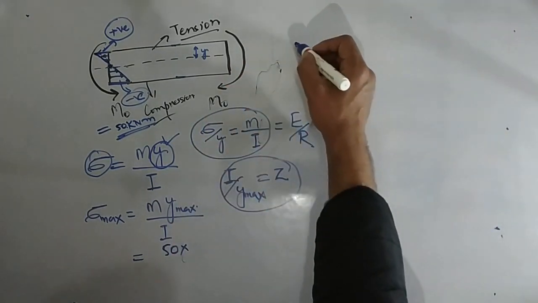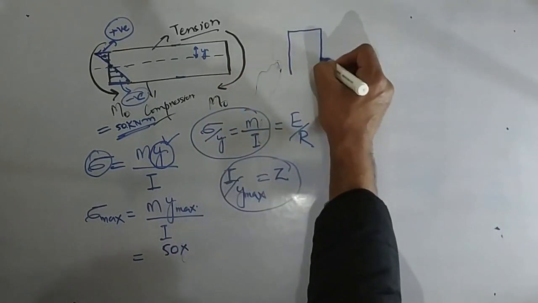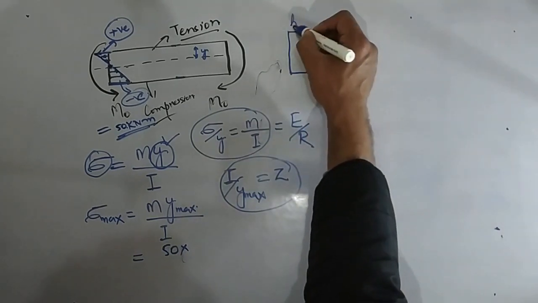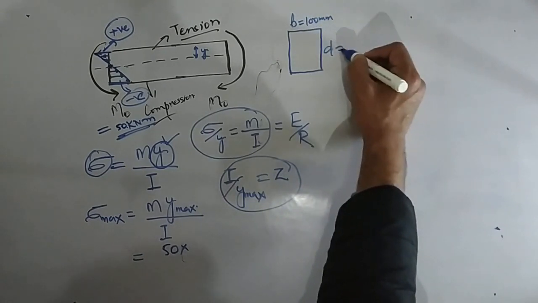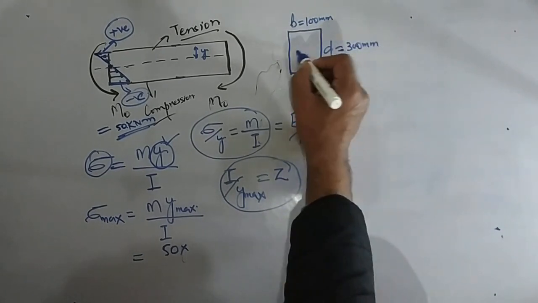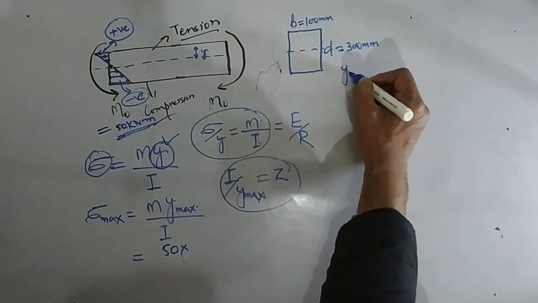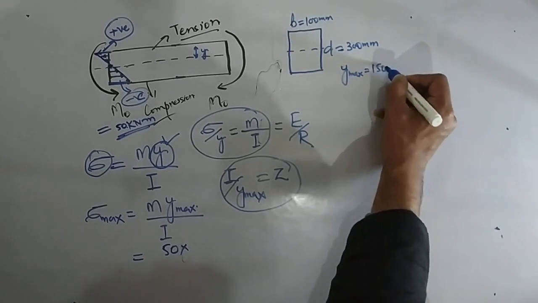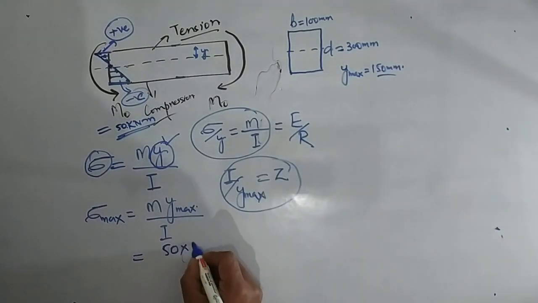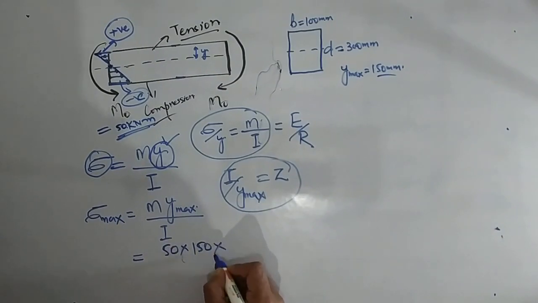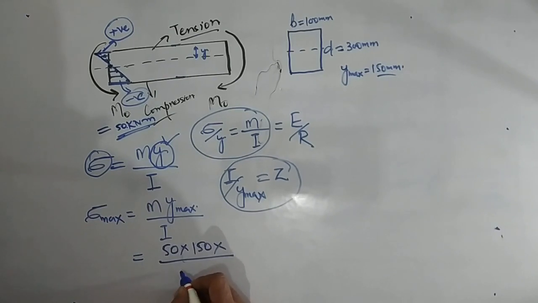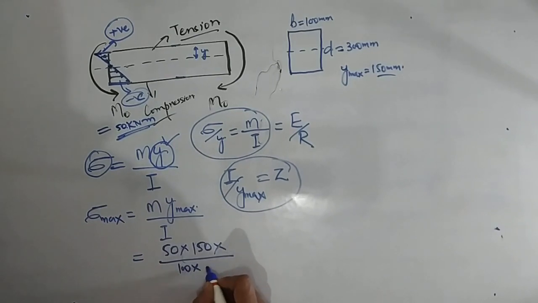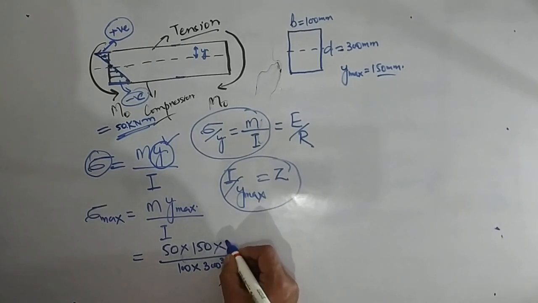So if the cross section is, for example, rectangular, and this is the width, let this be 100 mm, and this is the depth, let this be 300 mm. So what is the value of y? Y max will be 150 mm. So let's calculate it. 150 multiplied by, so what is I, the moment of inertia? That is b d cube by 12. B is 100, d is 300 cube divided by 12, so 12 will go up.